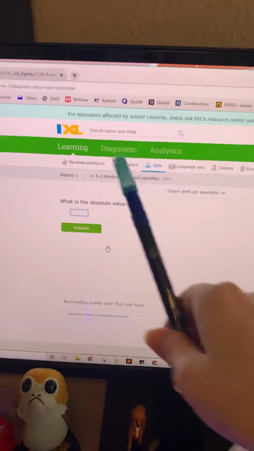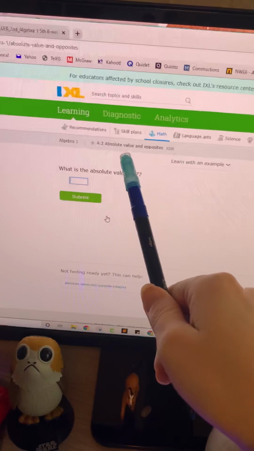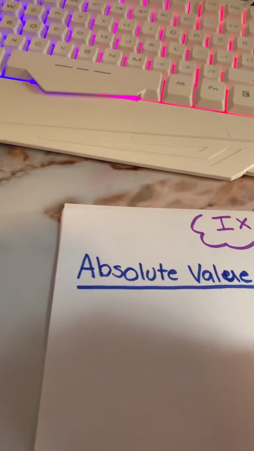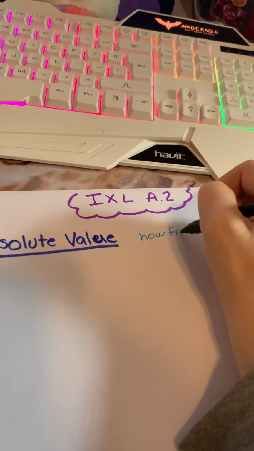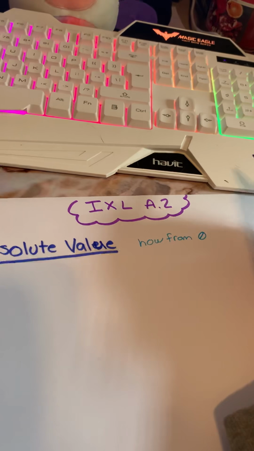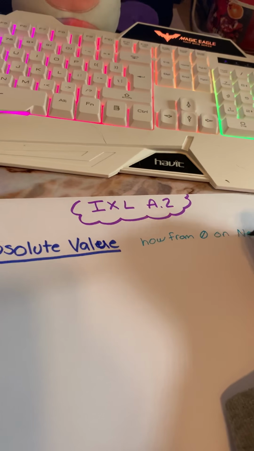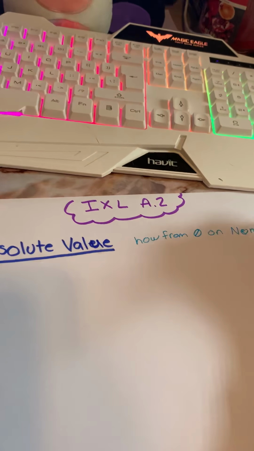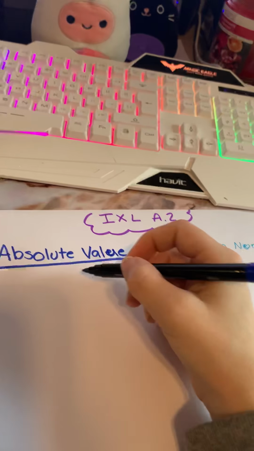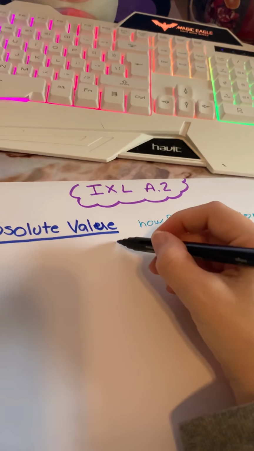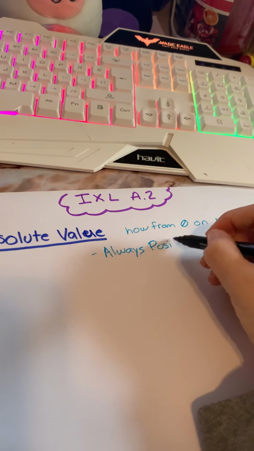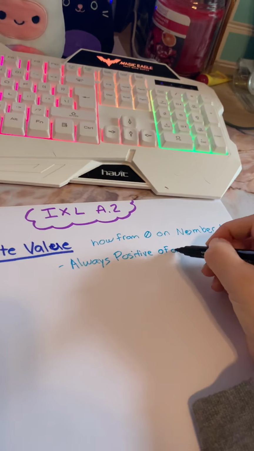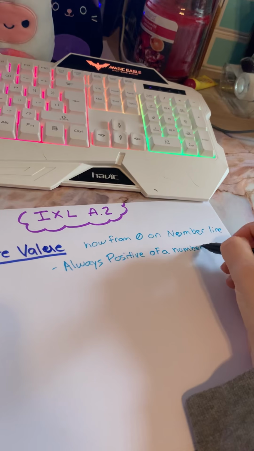Hey guys, today we're going to do IXL A.2, absolute value and opposites. So first we're going to talk about absolute value. Technically, absolute value is how far from 0 on the number line it is. Another way to say it is that an absolute value is always the positive of a number, or it makes a number positive.